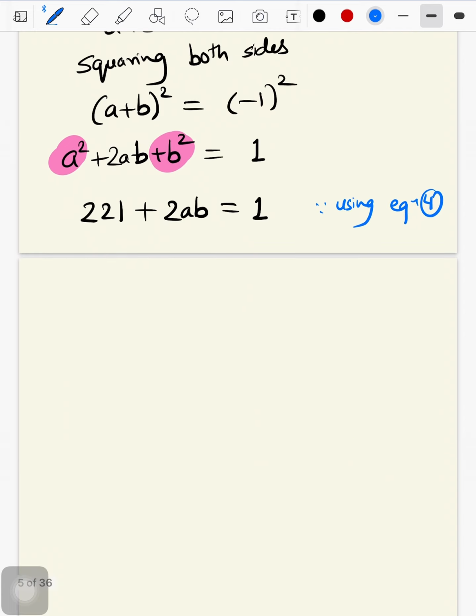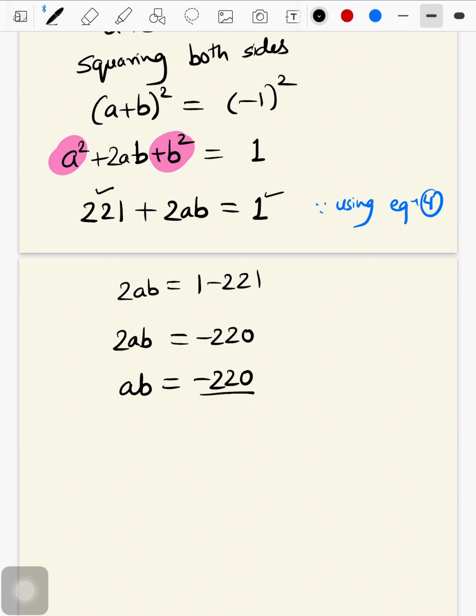Next simplification: again I can see constants at two places, so I will take them to one side and try to simplify them. 1 minus 221 will be minus 220, and we will divide 2 to the other side, so this will be 220 over 2. When you cancel it out, you will get minus 110.